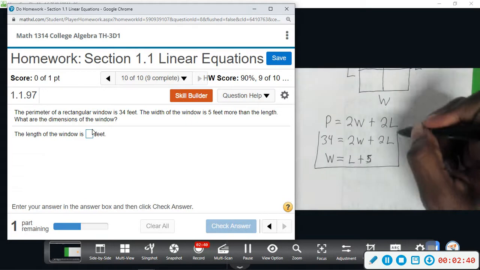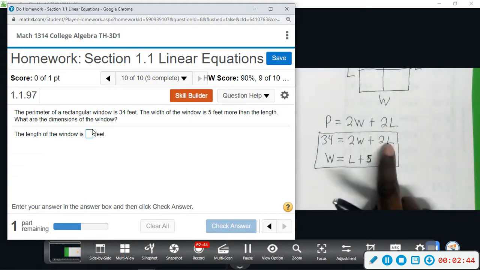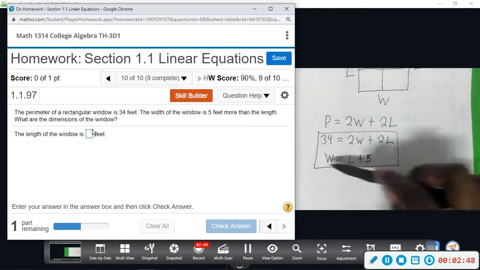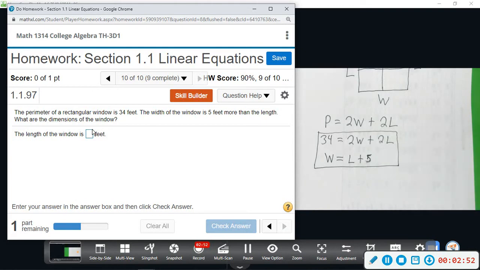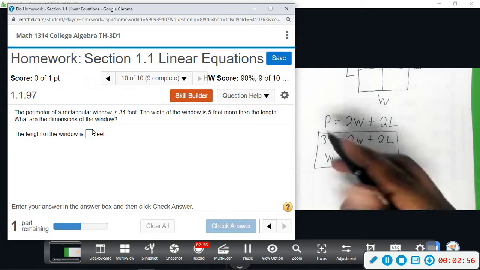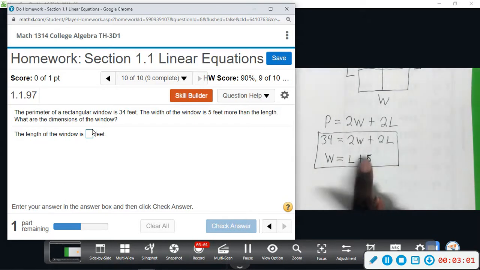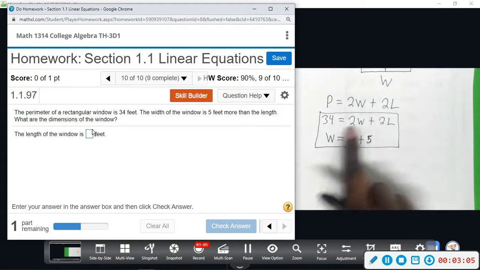Whenever you're solving equations, however many unknowns you have, W and L, which I don't know, that's how many equations we need. So we have this equation and this equation. 2 unknowns, I need 2 equations. Now, we are going to substitute. Since we know what W is equal to, we're going to replace W with L plus 5, and then we will have one equation, one unknown, and we can solve it.